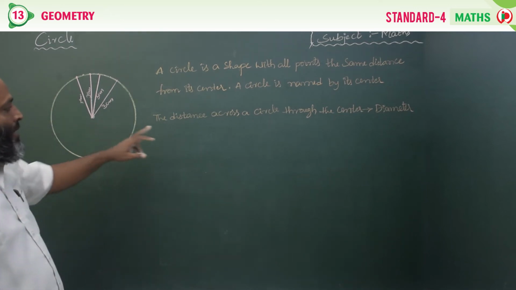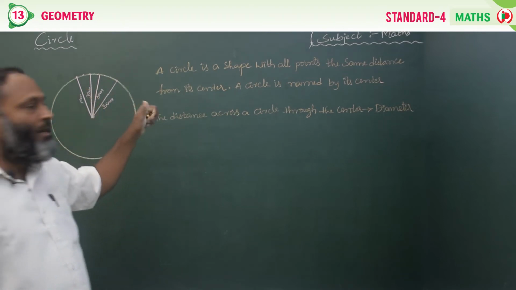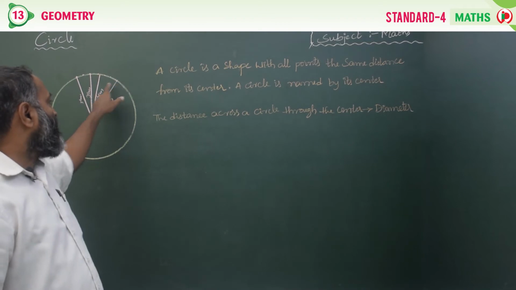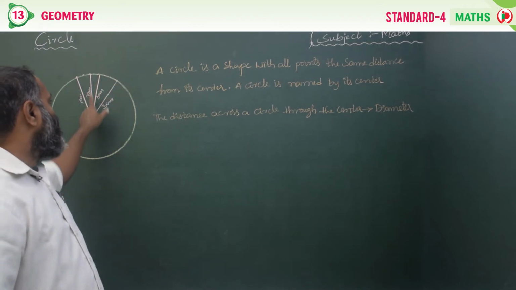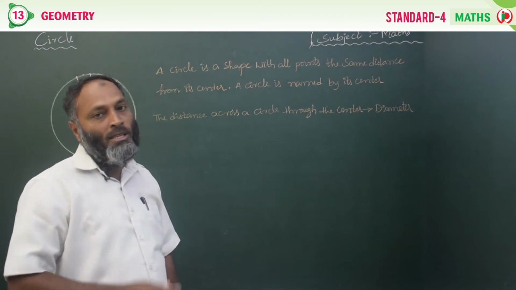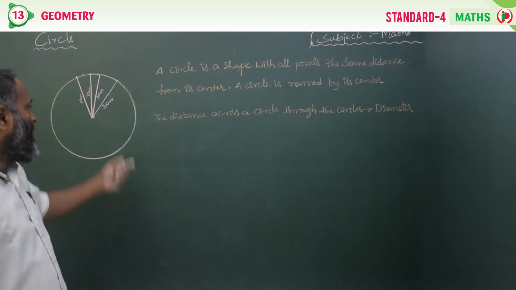Before we look at the distance across the circle, see here. This is the equidistance from the center to the point on a circle. All these straight lines, these line segments, have the same length everywhere.